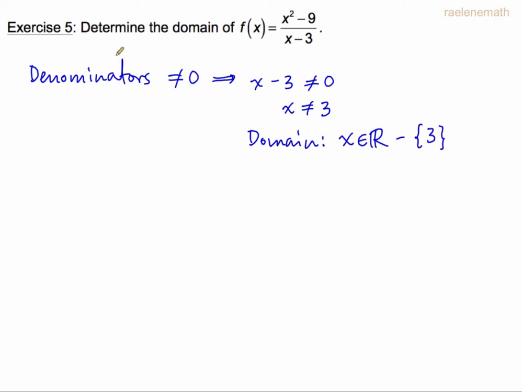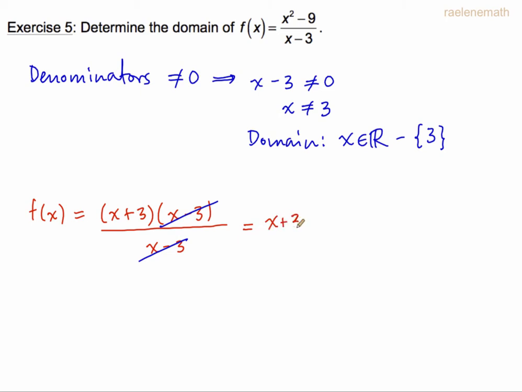But it is interesting to note that for this function, we could have factored the numerator and reduced, and we see that we have a common factor of x minus 3. Now, we can't just reduce the x minus 3 and say that the function is the same graph as the function of x plus 3.